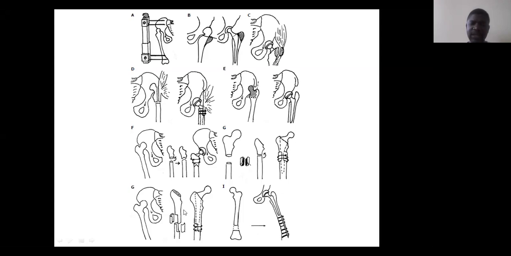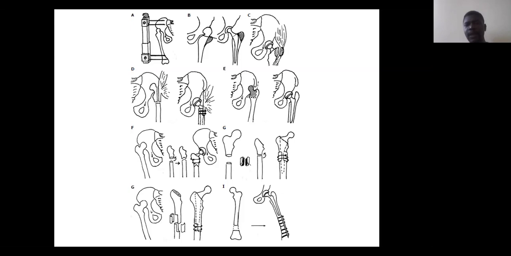And the various fixations that can be done, we can use the osteotomy bone to augment the osteotomy and fix with either K wires, cabling, or plating. And we can see in I, it's a distal femoral osteotomy. So all these osteotomies help us to regain femoral anteversion and also to deal with the leg length discrepancy.